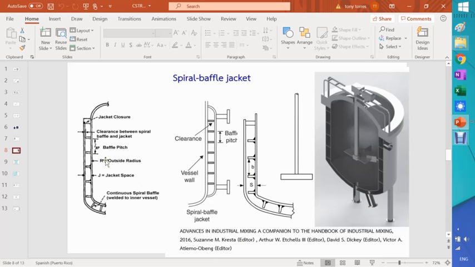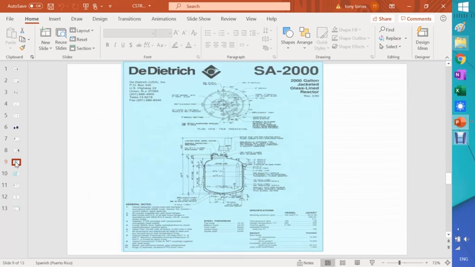All right. In my particular case, we're going to be working with this vessel. Our vessel was bought basically from this company, Dietrich. I think I might be wrong, I think it's a French company, Dietrich.